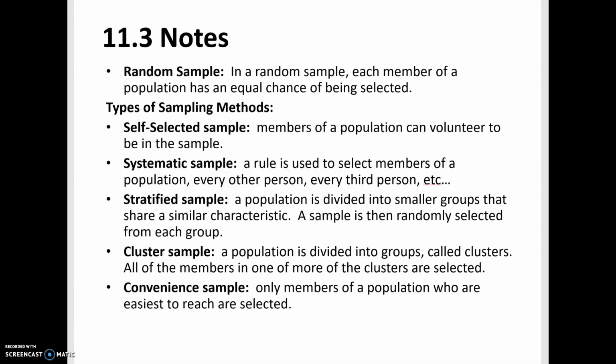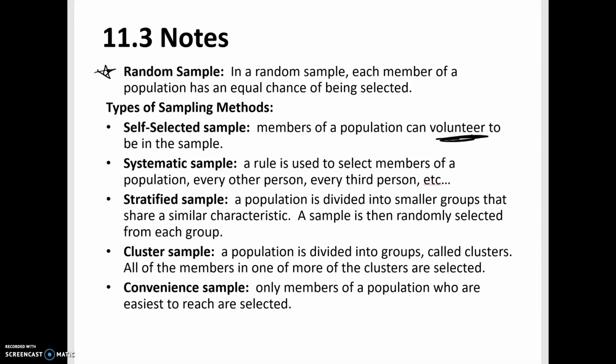So what we went over in these notes were different types of sampling methods. To start out, I just went over what a random sample was: something where everyone has an equal chance of being selected. Then we went over the different types of sampling methods. A lot of these can be very biased, so it depends on the situation which one you would use. A self-selected sample would be members of a population volunteering to be in a sample.